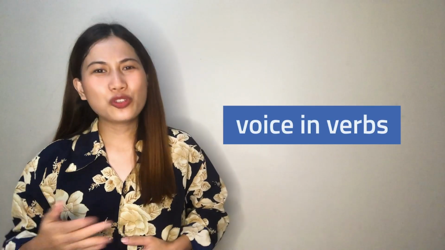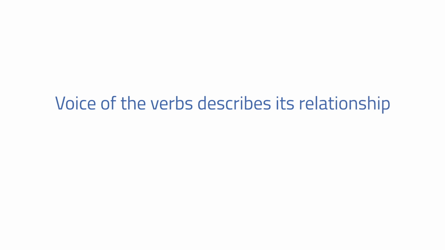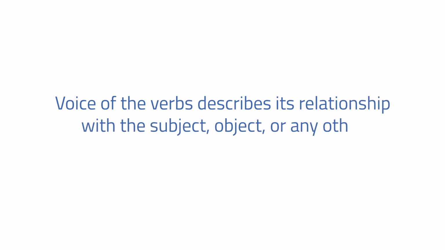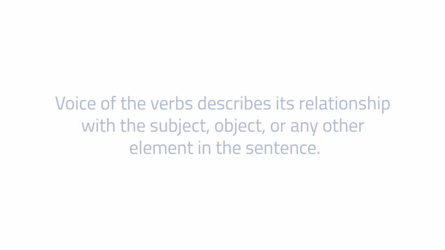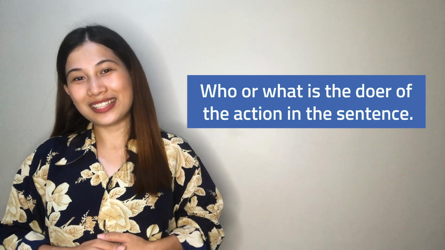First, what do we mean by voice in verbs? In English grammar, the voice of the verb describes its relationship to the subject, object, or any other element in the sentence. We can also call it the who or what is the doer of the action in the sentence. Let's look at this sentence.